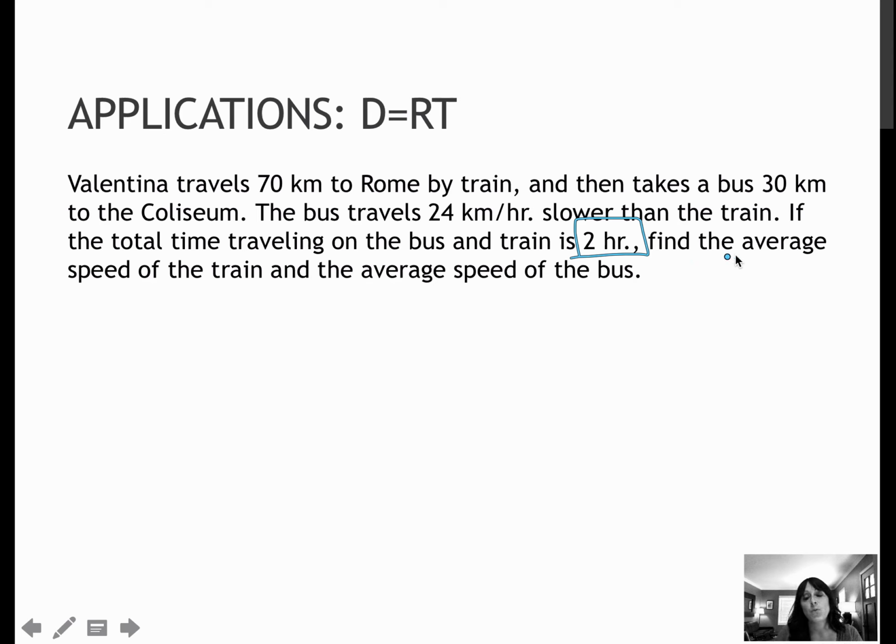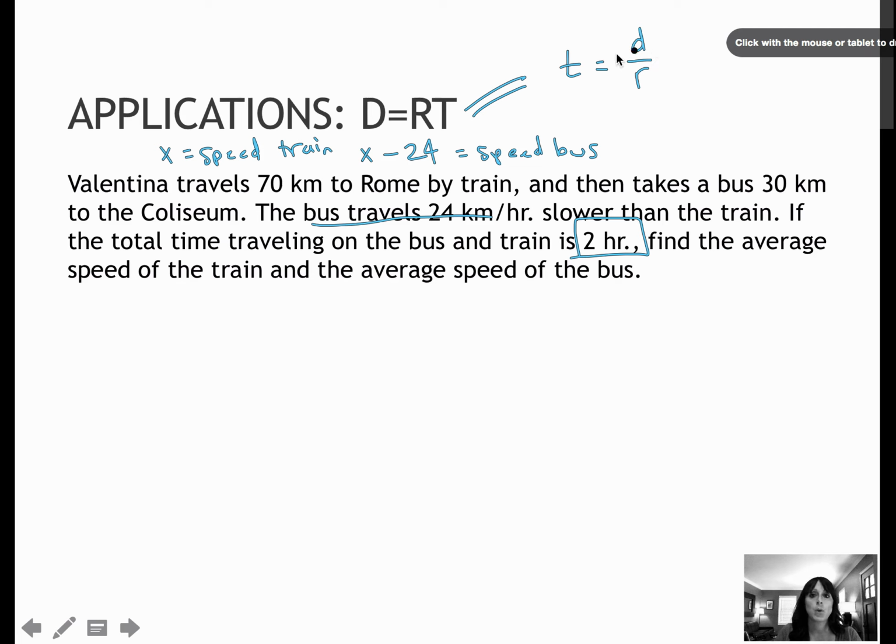The two values that I'm trying to find are the speed of the train and the speed of the bus. So I'm going to let x represent the speed of the train, and I'm going to let x minus 24, because the bus is 24 kilometers per hour slower, equal the speed of the bus. Now I'm still using that same concept, which said that time is equal to distance divided by rate. So I'm going to represent time as distance divided by rate.